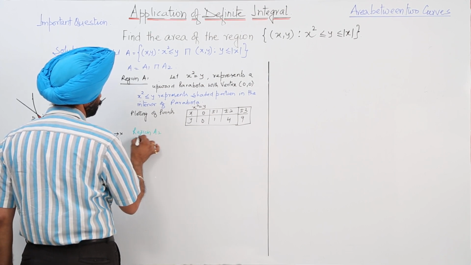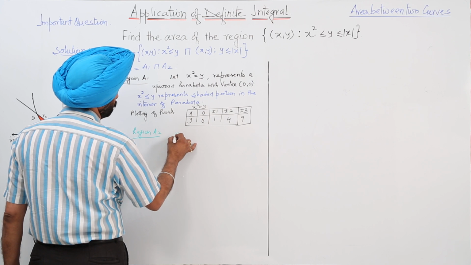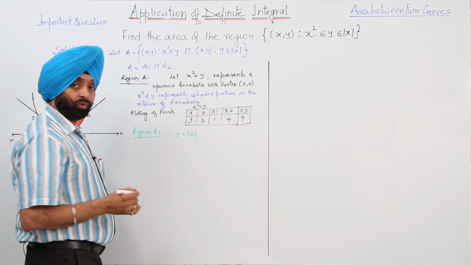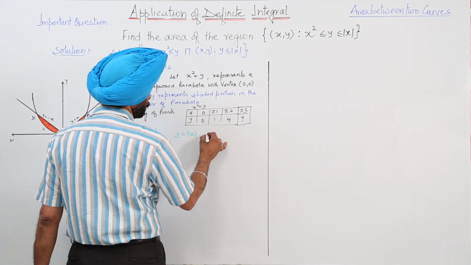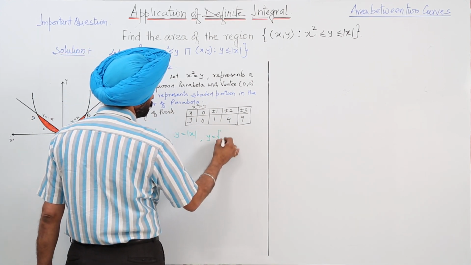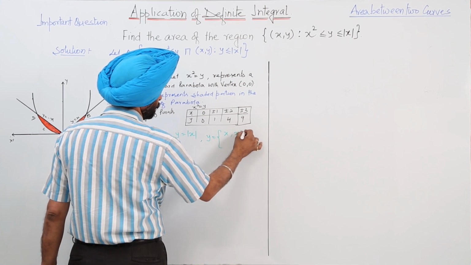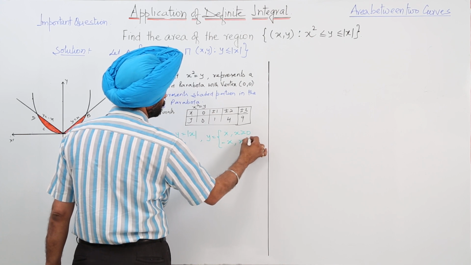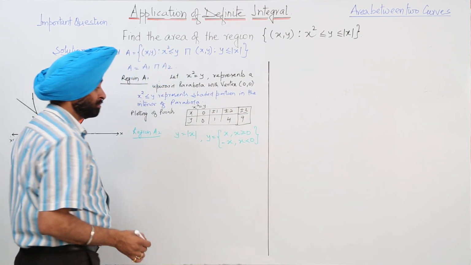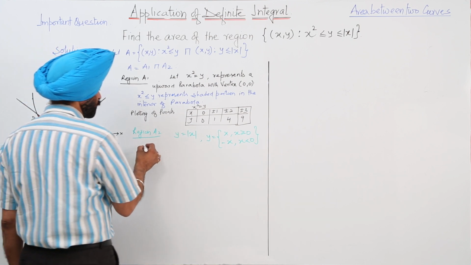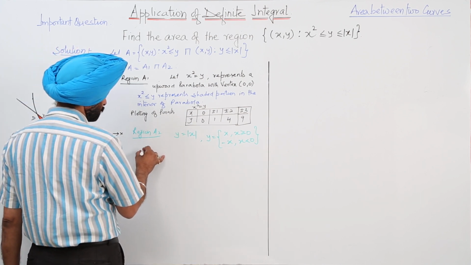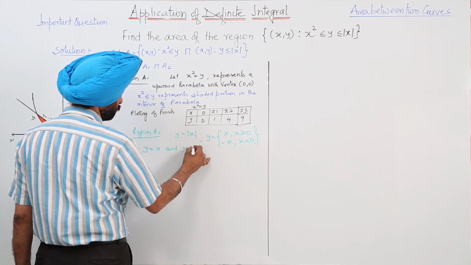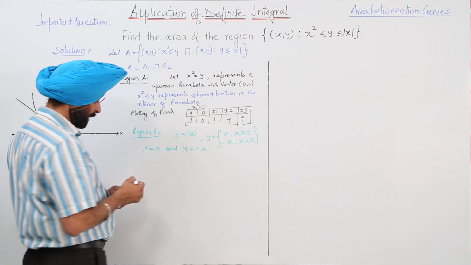region A2, now y = |x|, and what modulus of x represents, you can write it as y = x if x ≥ 0 and y = −x when x < 0. So we are having two equations, one is y = x and y = −x.